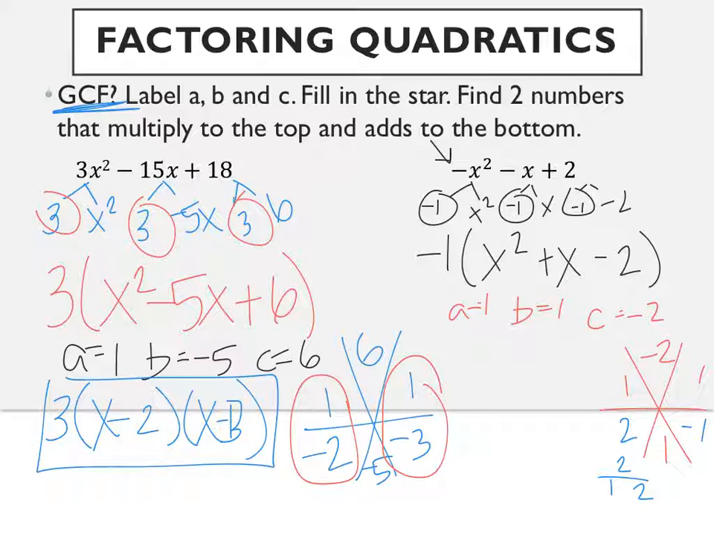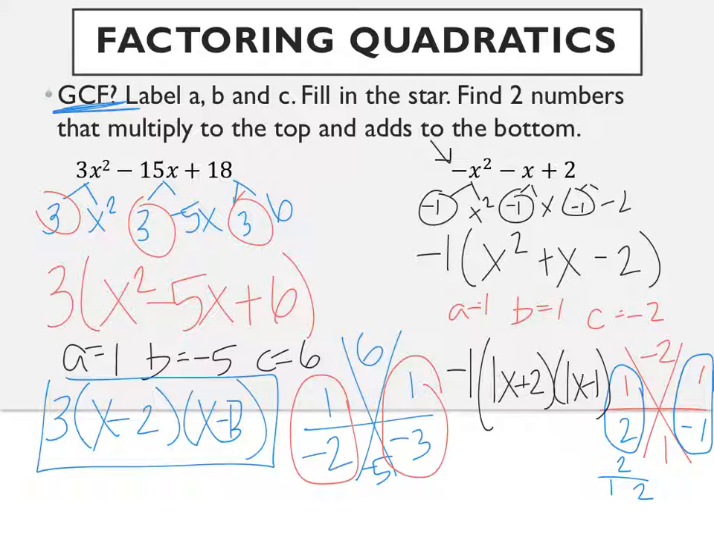And again, 1 over 2 won't simplify down, and neither will 1 over negative 1. So when I go to write my answer, I have my greatest common factor of negative 1 out front, and then remember I do the top number in front of x, the bottom number behind, and then the top number in front of x, the bottom number behind. So this here, let me squeeze it in there, is my final answer on factoring that quadratic.